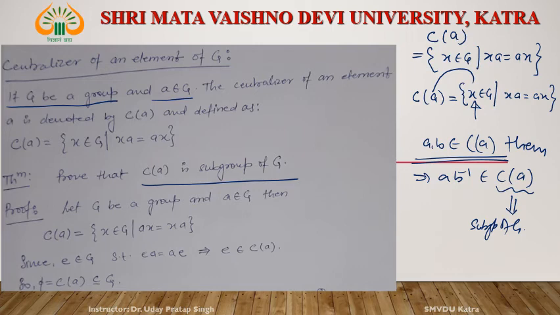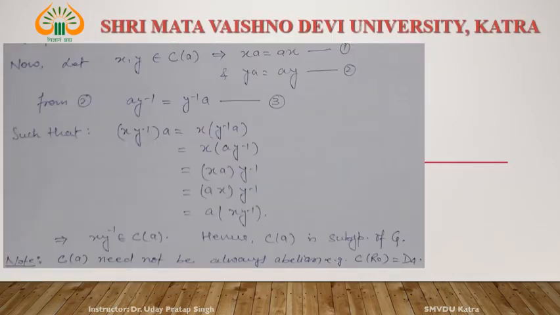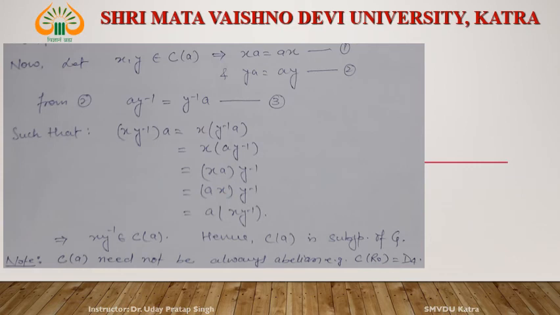Then again, let us assume that x, y are in place of A, B. Since we are using A here, that's why we change this element, not A and B. Since we are calculating the centralizer of A, that's why we are using x, y. Otherwise, if you are using the centralizer of x, then you can use A, B here. Check the notations carefully.